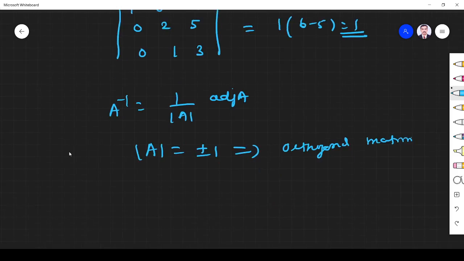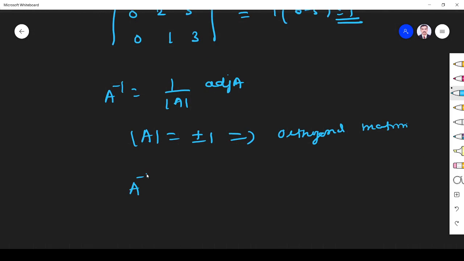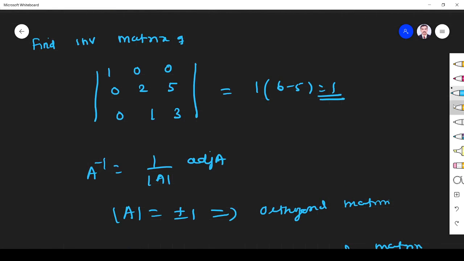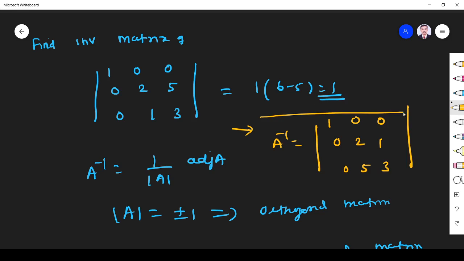So for an orthogonal matrix, what is A inverse? A inverse is equal to A transpose for an orthogonal matrix. We don't need to find the adjoint. What we can do is, A inverse means we have to transpose this. So A inverse is equal to A transpose. So transpose this: 1 0 0, 0 2 1, and 0 5 3. So this is the inverse matrix for this matrix.